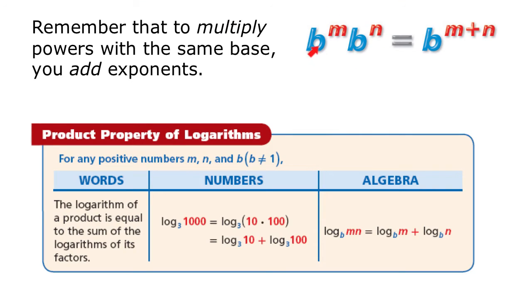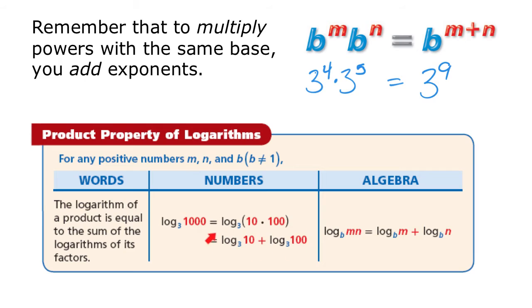Remember that with exponents, if you have the same base, you get to multiply the exponents. So for example, if you have 3 to the 4th times 3 to the 5th, you could add those exponents and it would be the same thing as 3 to the 9th. We're going to see something very similar with logarithms.